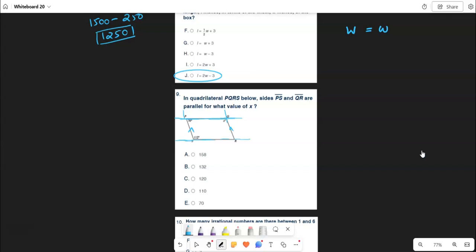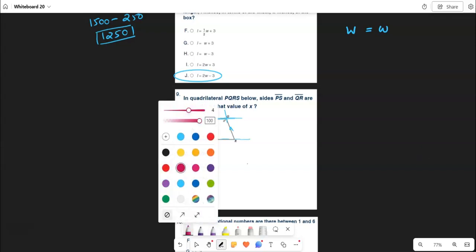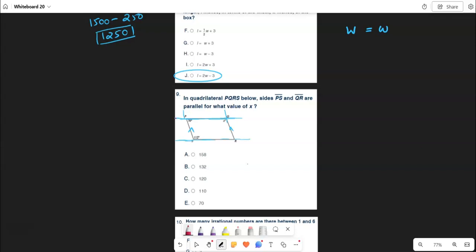Let me use a different color to draw the transversal. That makes more sense. So this is the transversal line. And here you have 70 and you have to find this x. Because that is the transversal line, you can name those two angles as same side interior angles.